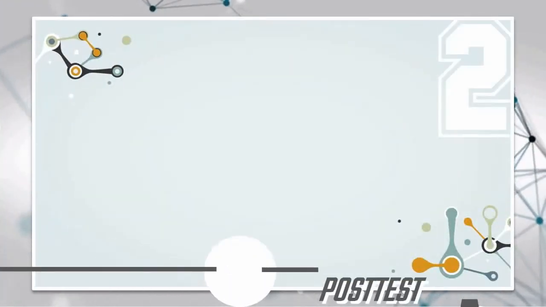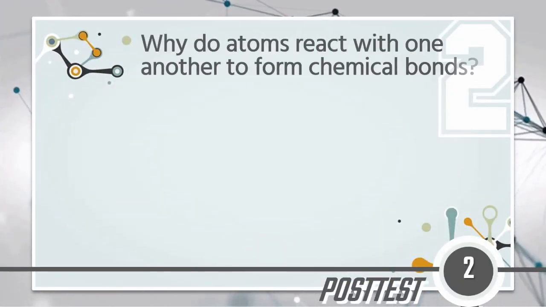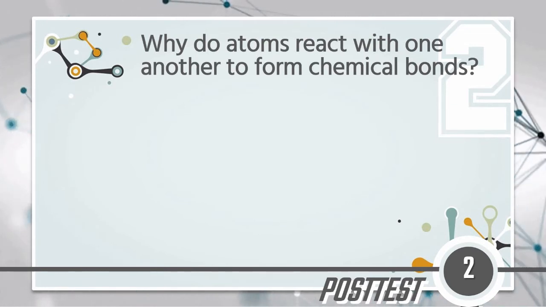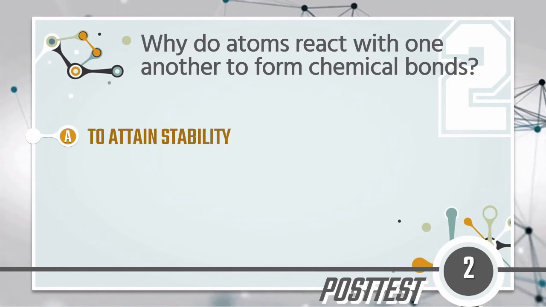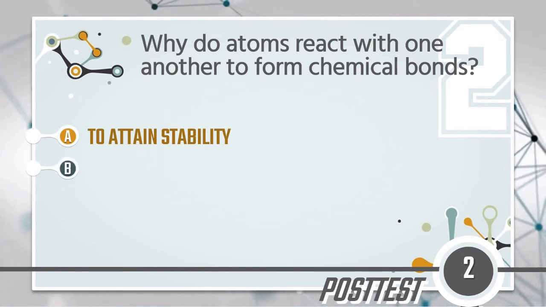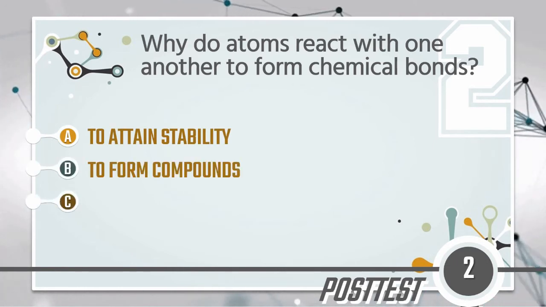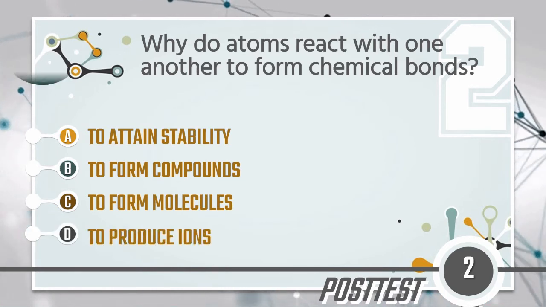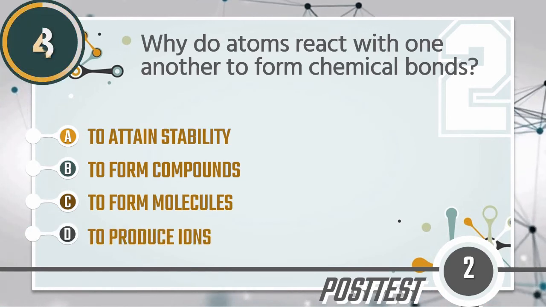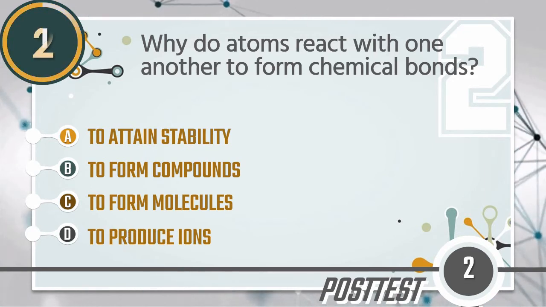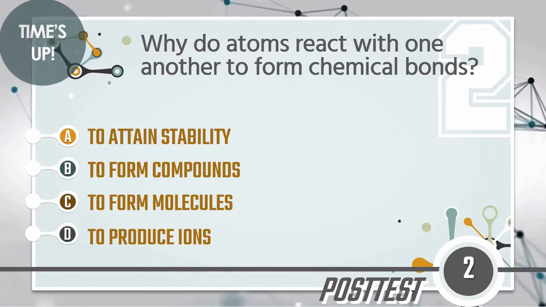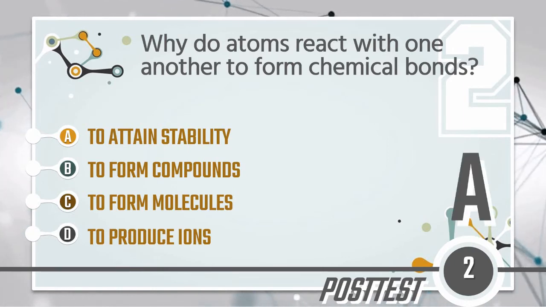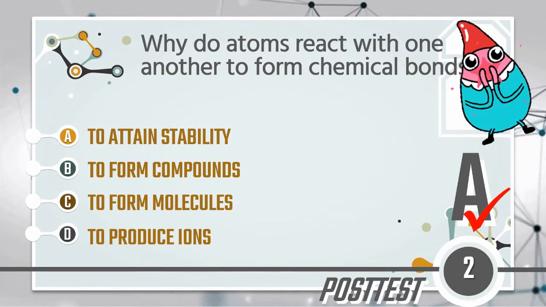Number 2. Why do atoms react with one another to form chemical bonds? A. To attain stability. B. To form compounds. C. To form molecules. Or D. To produce ions. If your answer is letter A, you're correct.